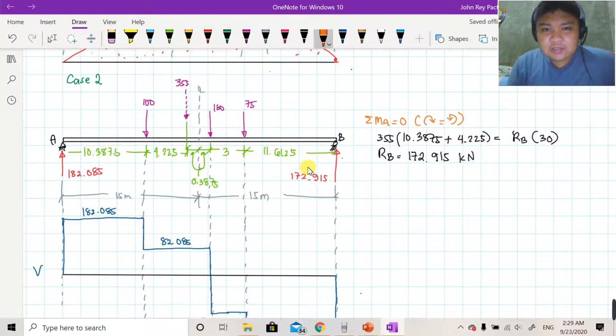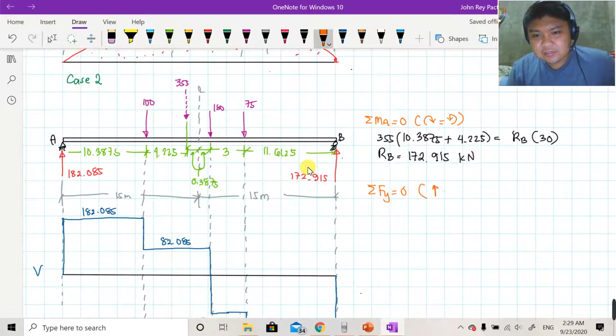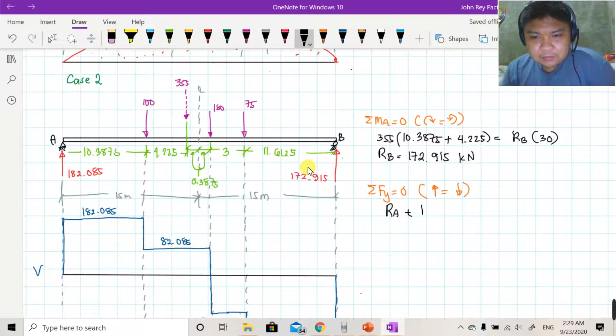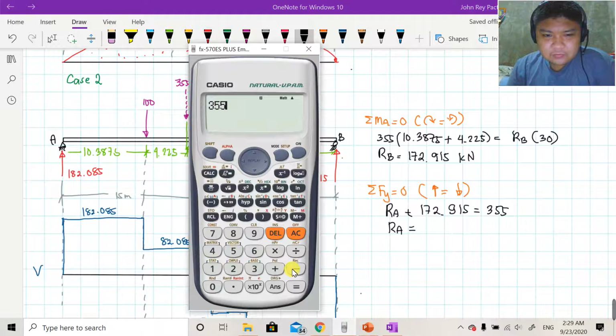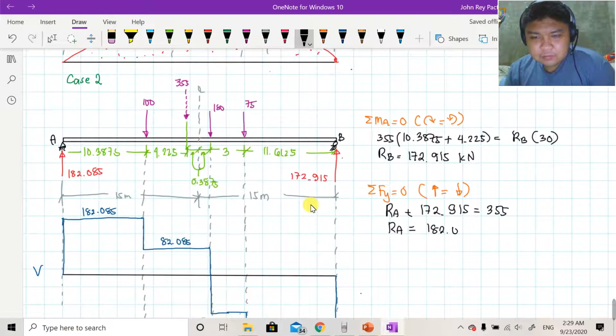And to solve na nga for the reaction at A, summation force is vertical na lang siya, equals 0. So, that is up equals down. Okay, so therefore, ang gagawin mo na lang dito is RA plus 172.915 equals 355. So, the reaction at A is equal to 355 minus 172.915, 182.085. Okay? So, ayan na, yung reactions natin, class.